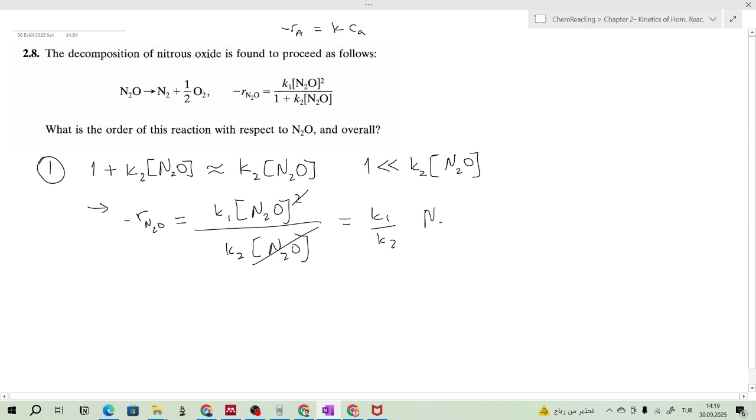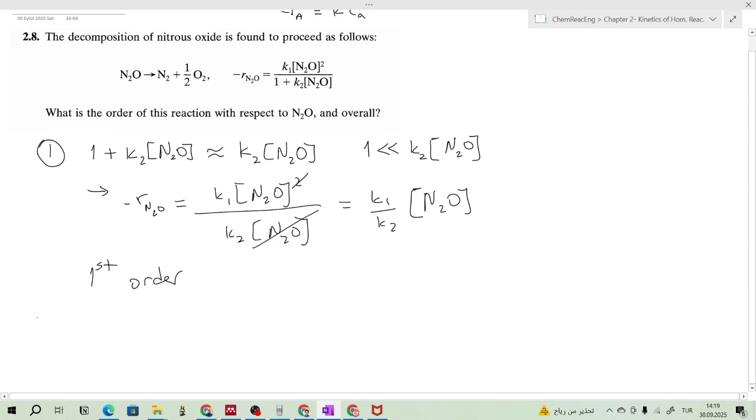So you have N2O, which is first order, okay? It is first order because the power of the concentration is 1.